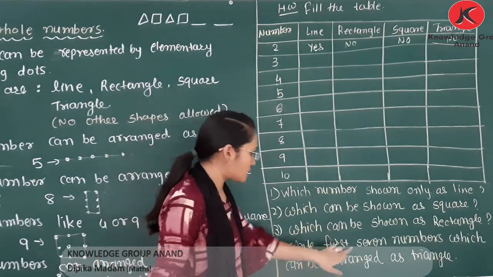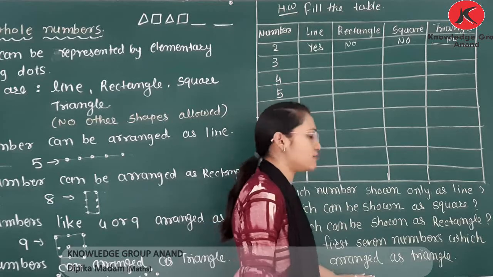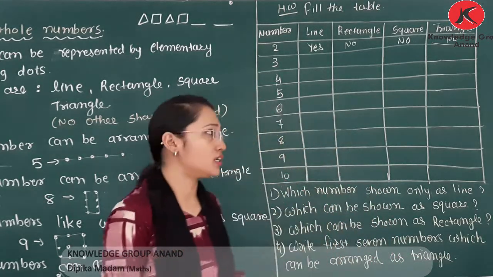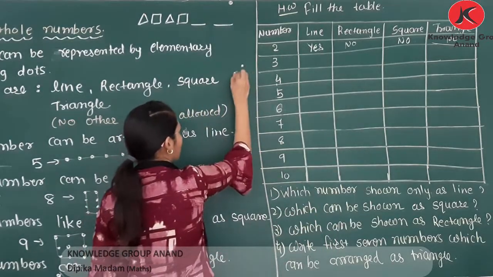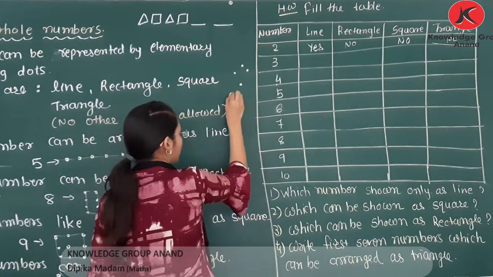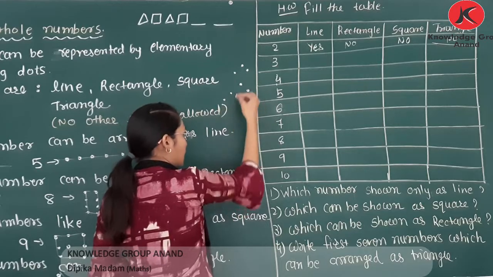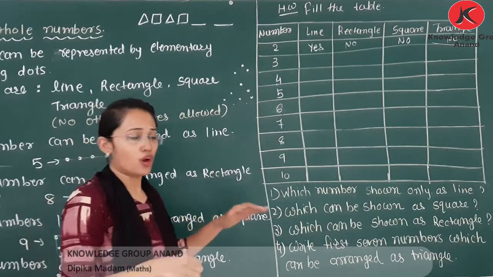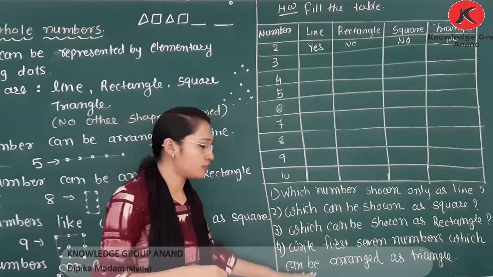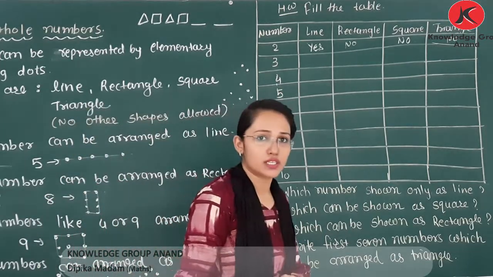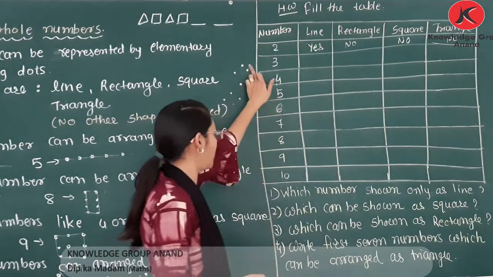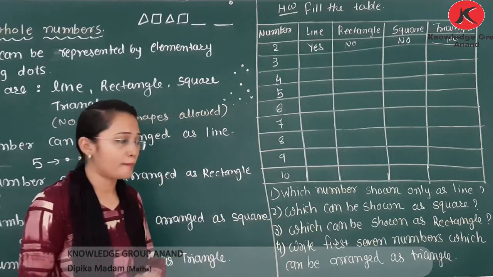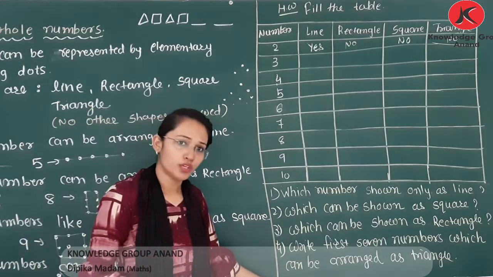Next, write the first 7 numbers which can be arranged as a triangle. First number will be 3, second number will be 6, for the third number you have to add 4. Every time you have to add more dots, and you have to find the numbers that can be arranged as a triangle. Here first is 3, then 6, then 10. After that you have to find more numbers that can be arranged as a triangle.